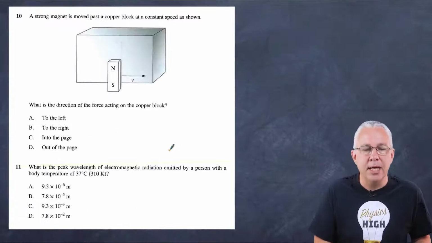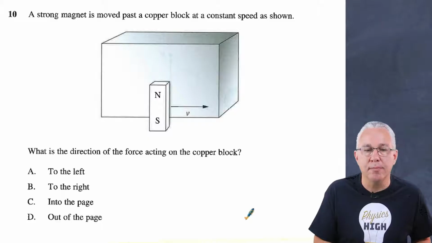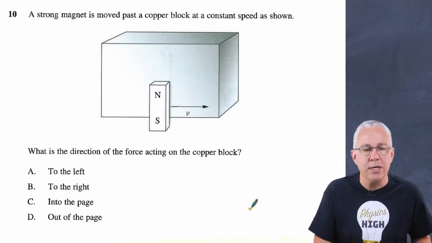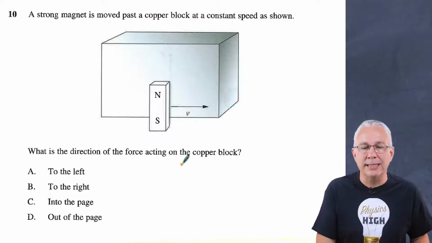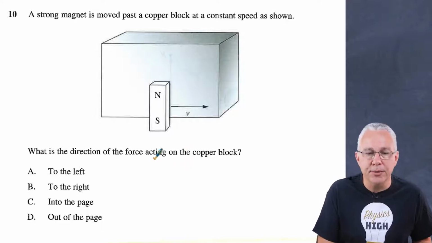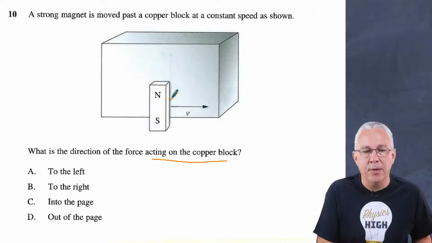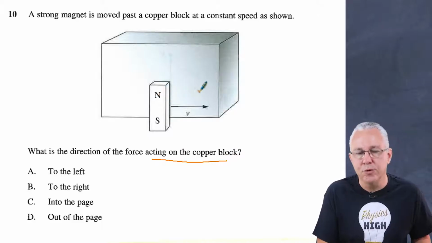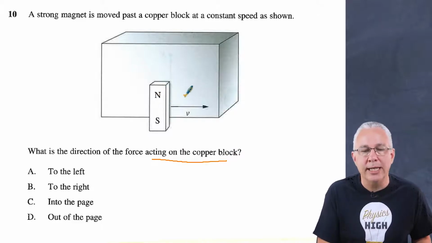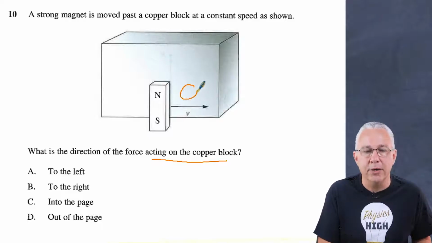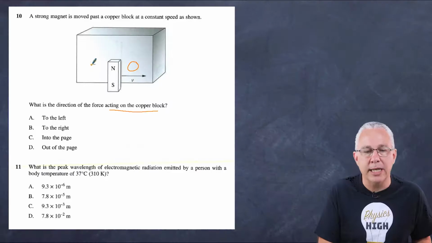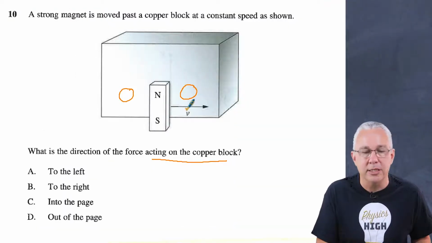Question number 10. A strong magnet is moved past a copper block at constant speed as shown. And what is the direction of the force acting on the copper block? Now, it's important to read the question. It's acting on the copper block. Well, as this magnet moves towards this here, you're going to get an eddy current occurring in front, and also an eddy current at the back due to Lenz's law.